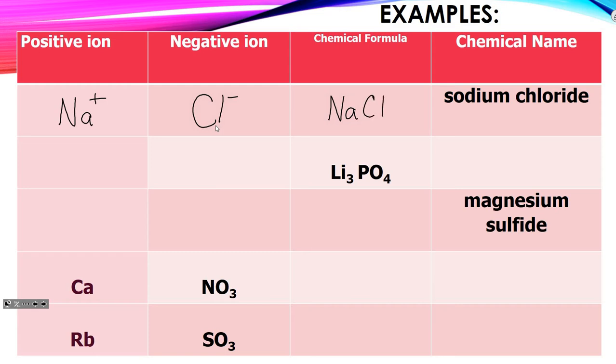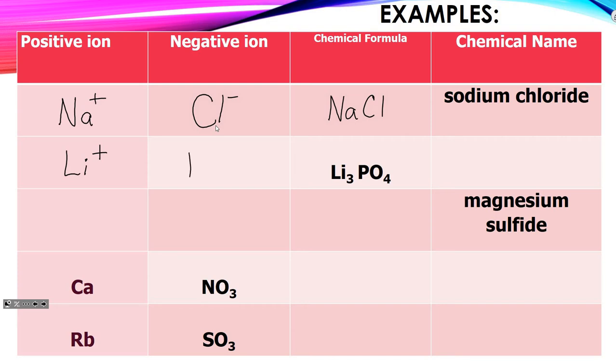The next one, all they gave us is Li3PO4. So the first thing I do is say, okay, Li, I know that's on the periodic table in the S block, and I know it's in the first column. So what do I know about Li? What's its charge? +1. And it took 3 of these to balance out the PO4. So what's that tell me about PO4's charge?